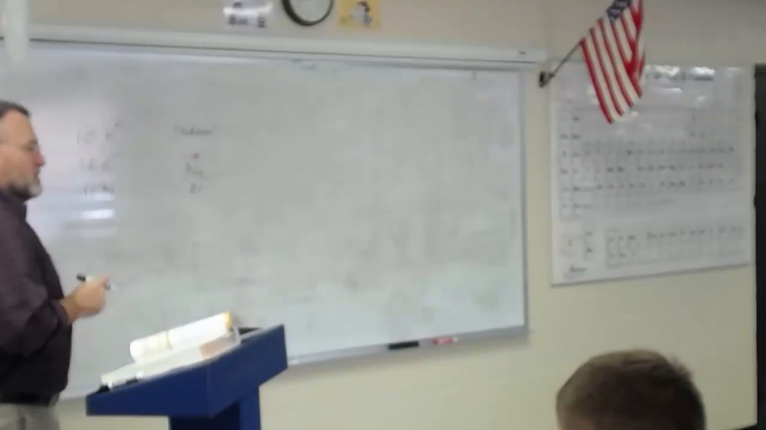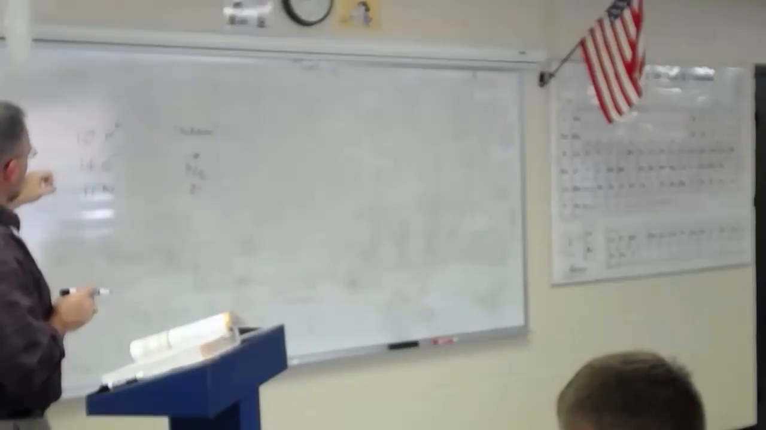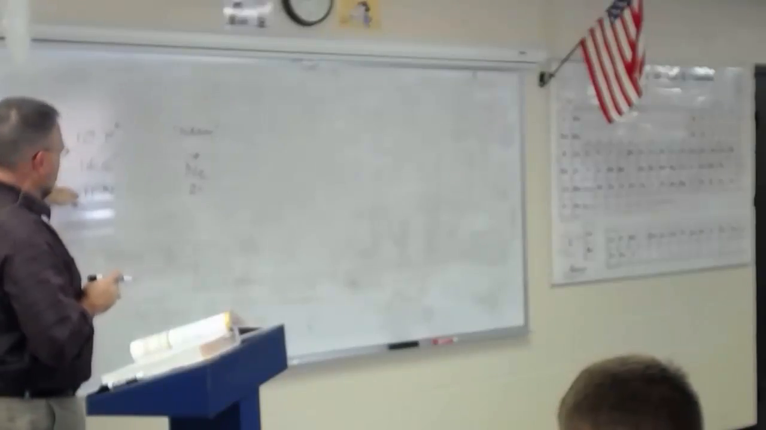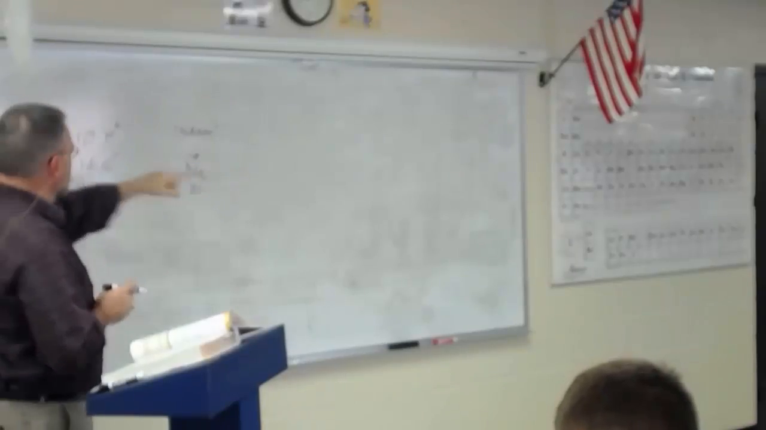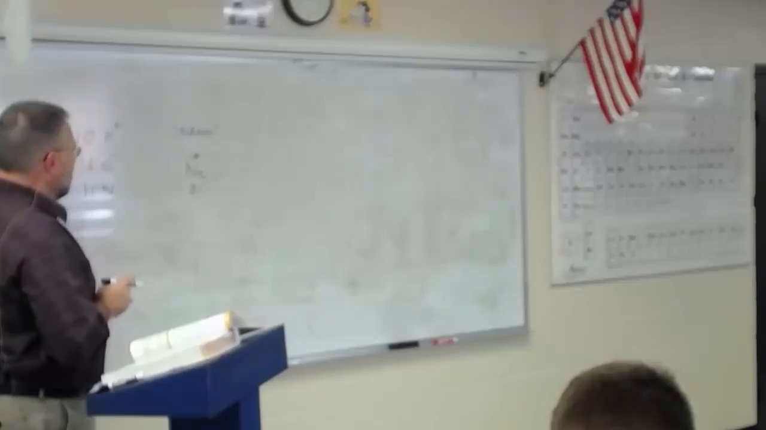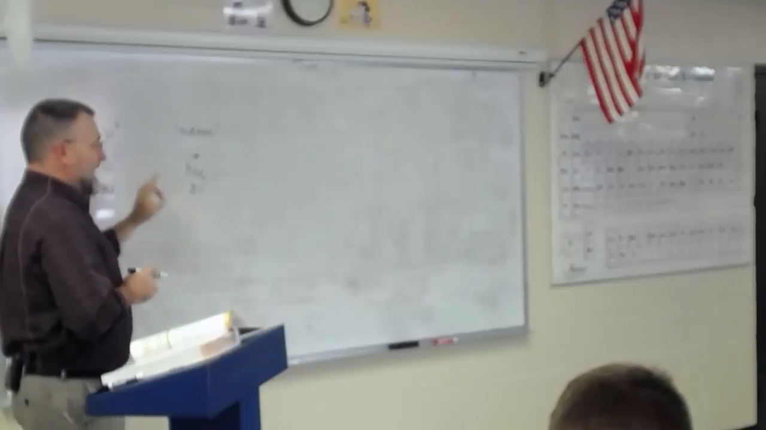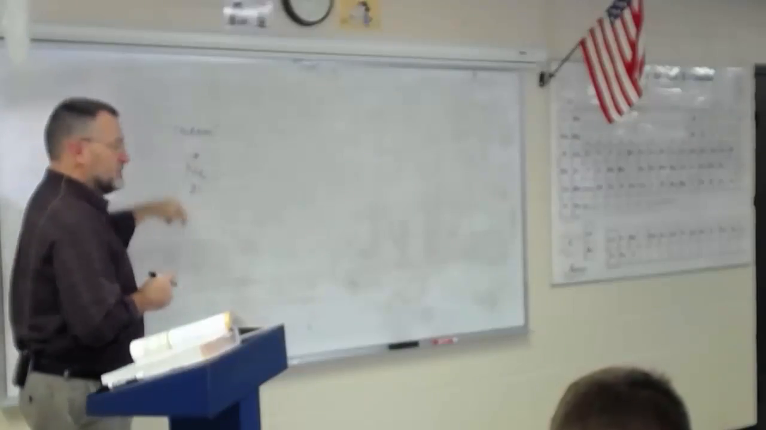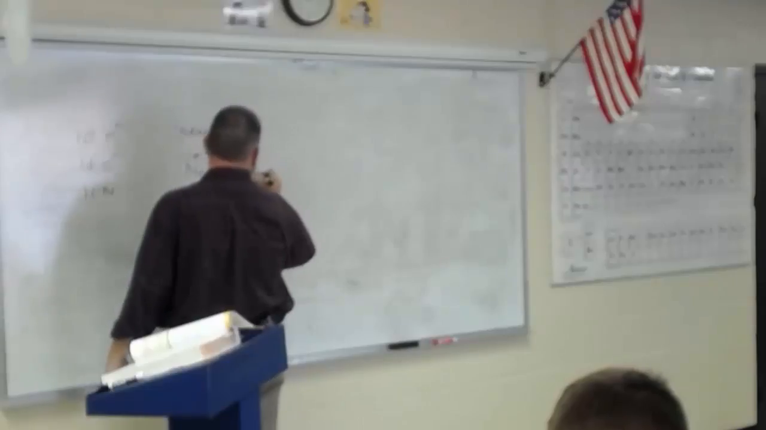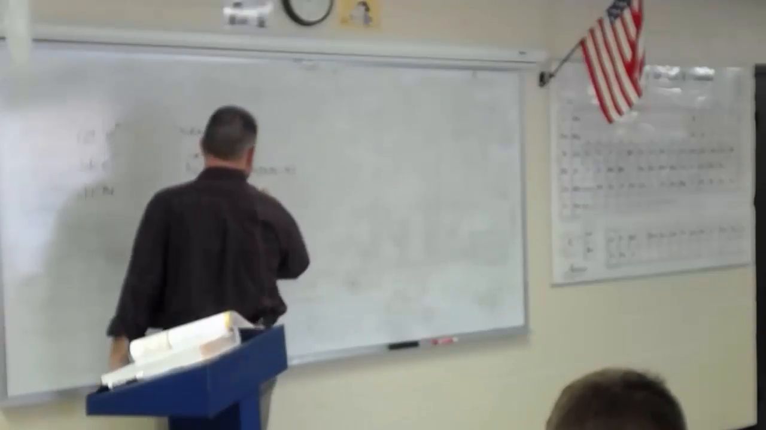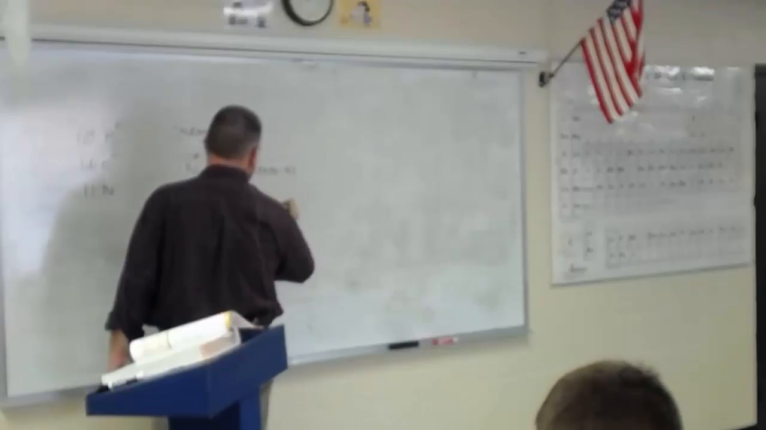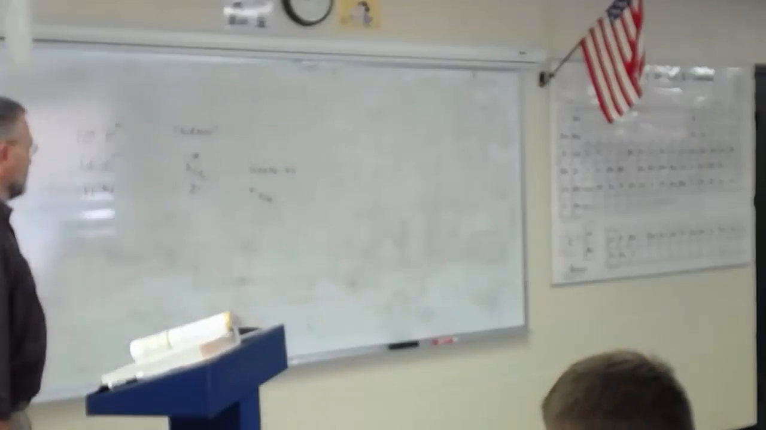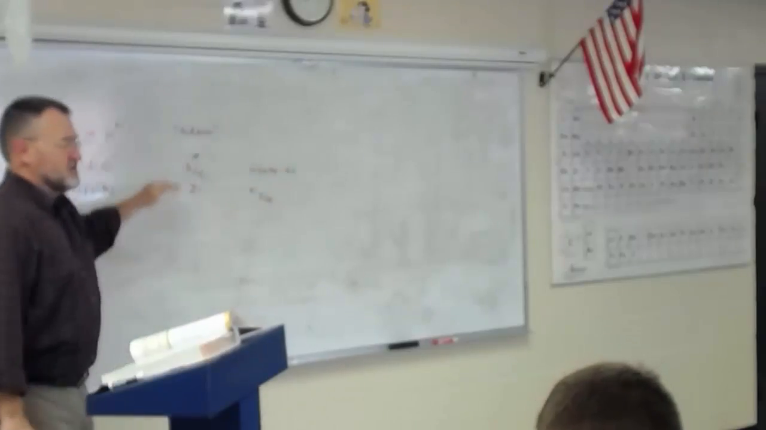Okay? So if I have an atom that has 10 protons, 10 electrons, and 11 neutrons, I have an atom of neon because it has 10. But I more correctly have an atom of neon 21. I could write that as neon 21. I could also write it as 21 neon. These all communicate the same information.